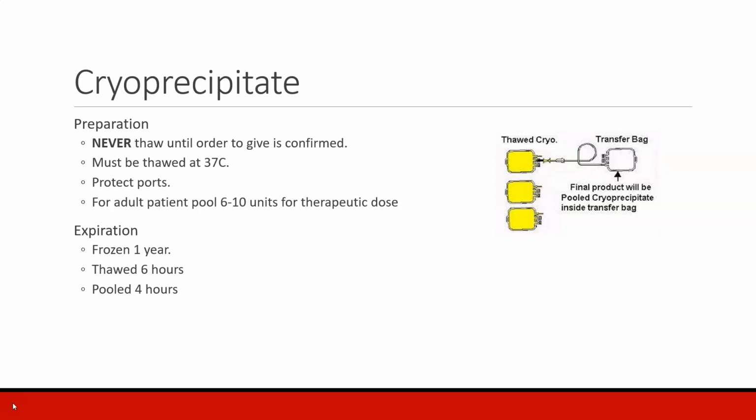Then we'll remove the device from the empty bag and put it on another bag. And so we'll do this repeatedly, again, being careful not to touch the device against any surface or with your fingers so that it's not contaminated. The expiration when it's frozen is 1 year. Once you thaw it, it's 6 hours. And once you pool it, due to the risk of contamination, it needs to be transfused within 4 hours. So we never pool it until we get the order to give.